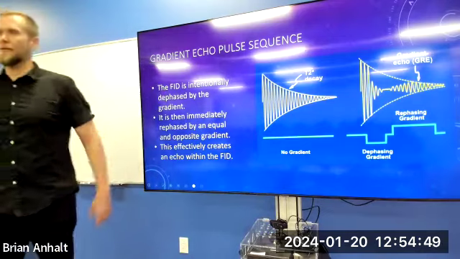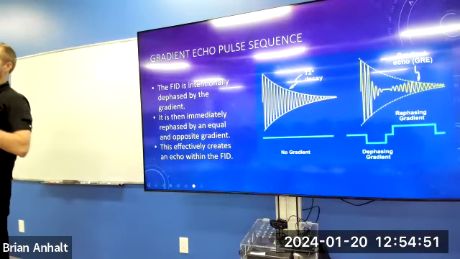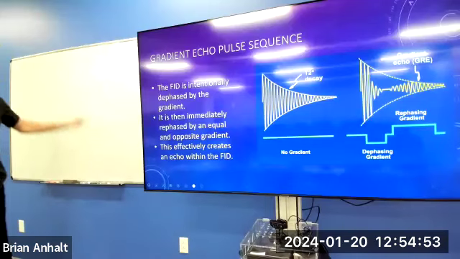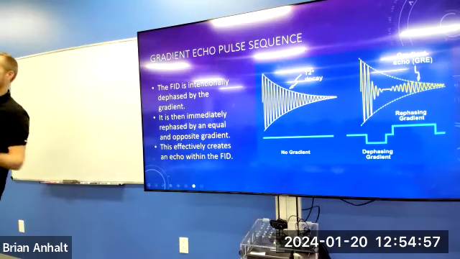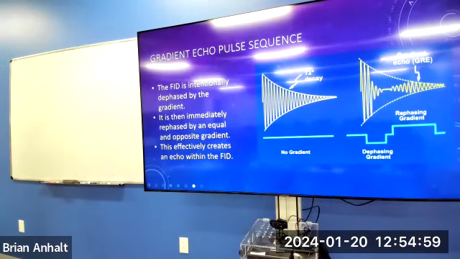So what happens when we turn on the gradients and we have that inhomogeneity? Protons at the high side of the gradient start to precess faster, and protons on the other side start to precess slower, because remember, based on the Larmor equation, the stronger the field strength, the faster the precession. The weaker the field strength, the slower the precession, right? So protons start to dephase again.